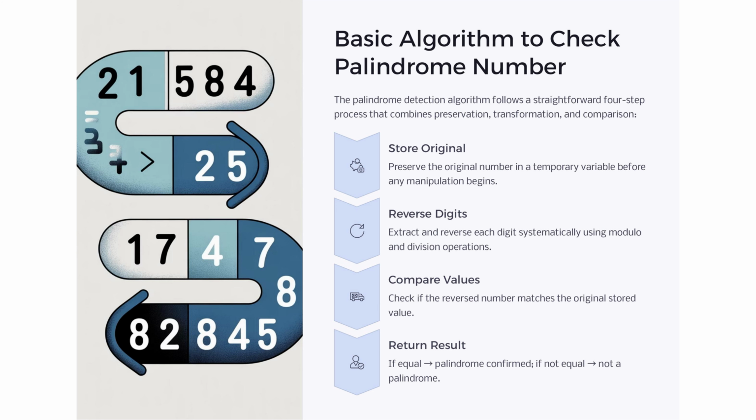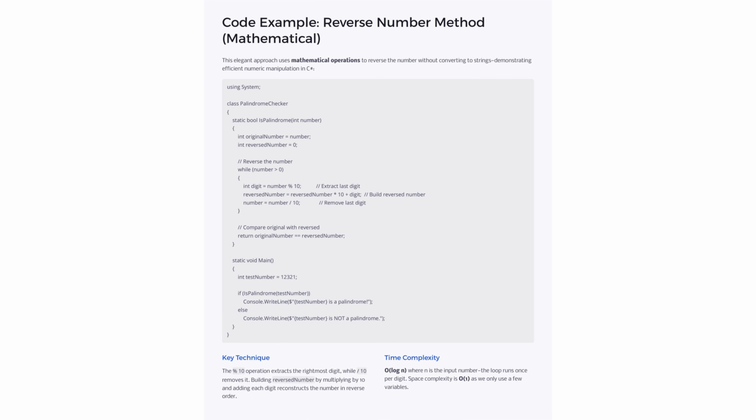If not, it isn't. The reverse number method in C# efficiently checks palindromes using numeric manipulation. It extracts digits with %10, builds the reversed number by multiplying by 10, and compares it to the original. This method operates with a time complexity of O(log n) and space complexity of O(1), ensuring optimal performance.